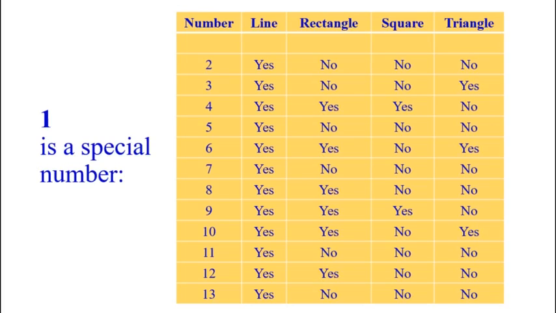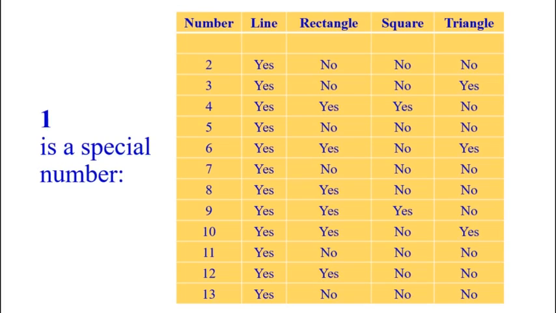So the number 2 can be represented in a line. Number 3 can be represented in a line and in a triangle also. Number 4 can be arranged in a line, in a rectangle and in a square also. Then number 5 can be represented in a line. Number 6 can be represented in a line, in a rectangle and in a triangle also. Number 7 can be represented only in a line.